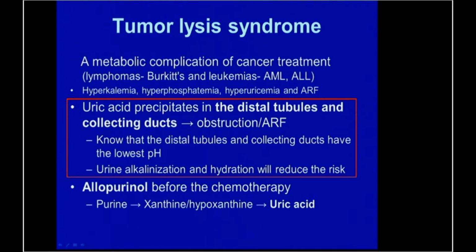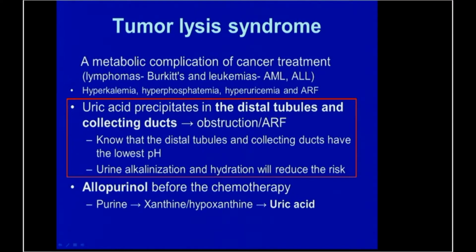Hyperkalemia, the patient might die from cardiac arrest in diastole. Hypercalcemia, the patient is going to die from cardiac arrest in systole. Okay? So the problem here is the deposition of uric acid in the renal tubules, and that can cause, look at this, obstructive acute renal failure. So that's obstruction of the distal tubules and collecting duct due to precipitation of the uric acid crystals.